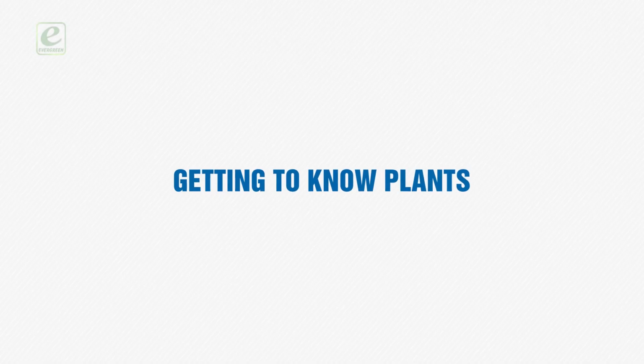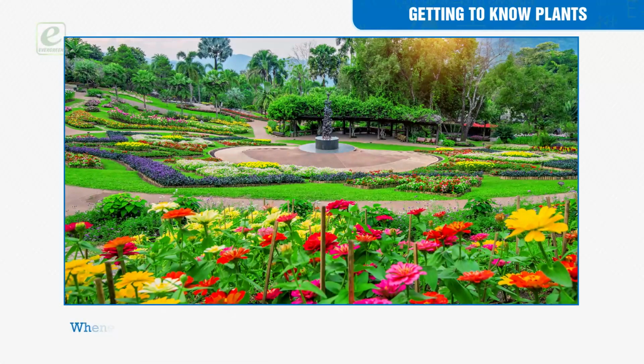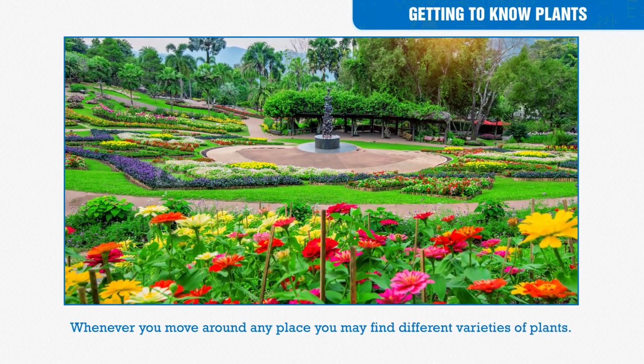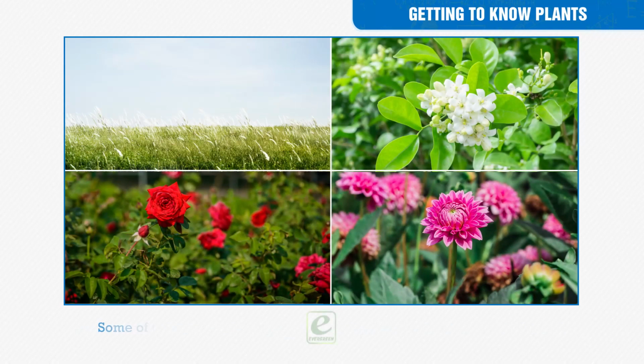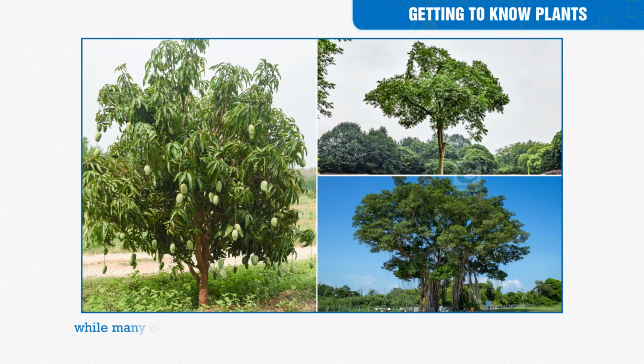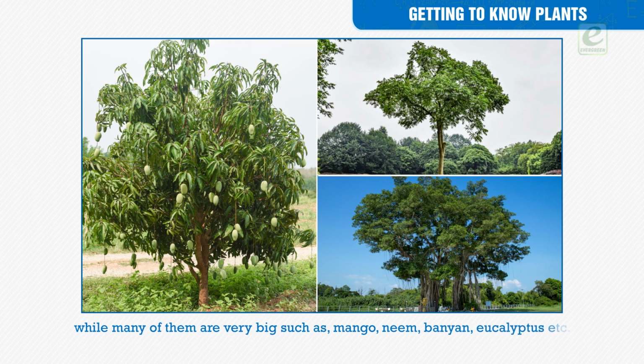Getting to know plants. Whenever you move around any place, you may find different varieties of plants. Some of them are very small, such as grasses, jasmine, rose, dahlia, etc., while many of them are very big, such as mango, neem, banyan, eucalyptus, etc.